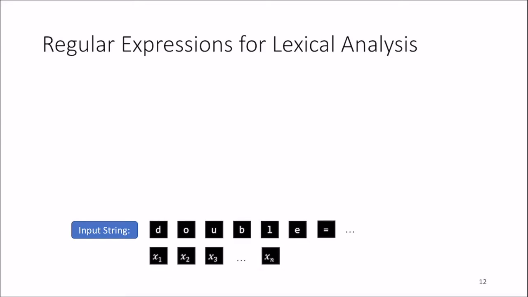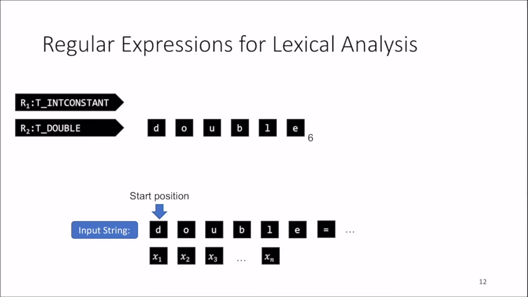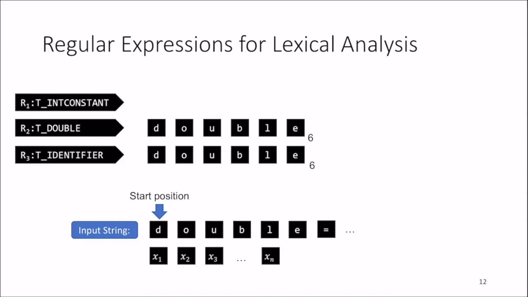Let's consider a case where the input is just double equals, right? So that's the start position again. So I've reset the start position back to the first character D. And now we do the same thing. We try to match R1, which is integer constant, doesn't match; double matches, and then identifier matches. So both of these patterns are valid for this input up to this equal to. So you can see that double matches up to character 6 and identifier also matches up to character 6.